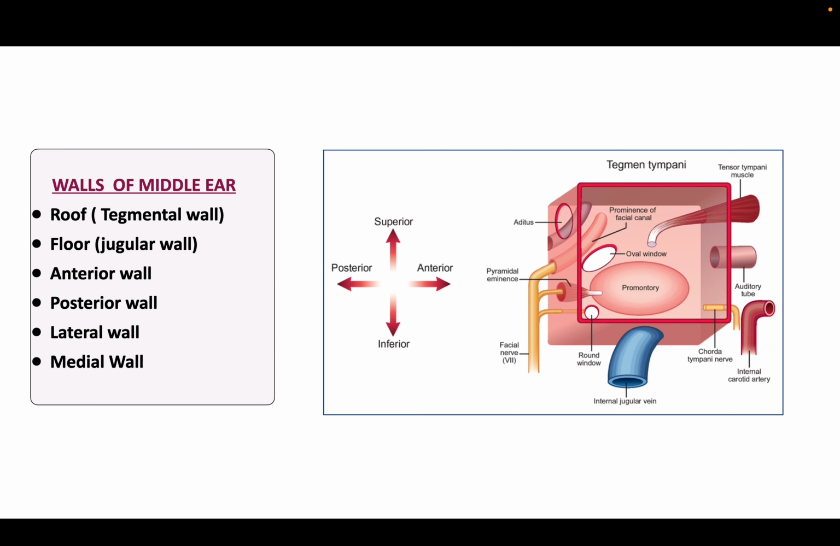Now coming to the walls of the middle ear. As it is a cube-like structure, it has 6 walls, that is roof, floor, anterior wall, posterior wall, and facing here, this is the medial wall, and here, closing this box, is the lateral wall.